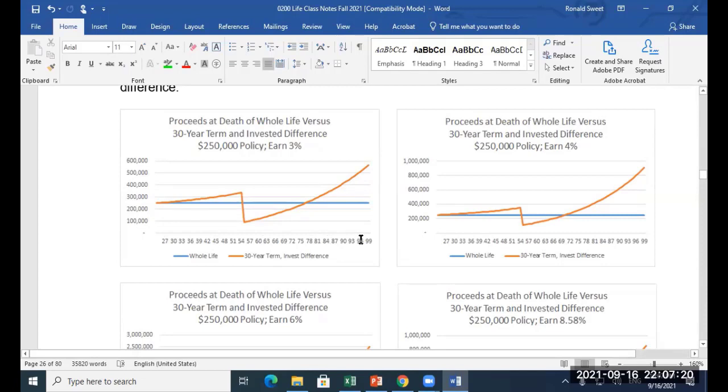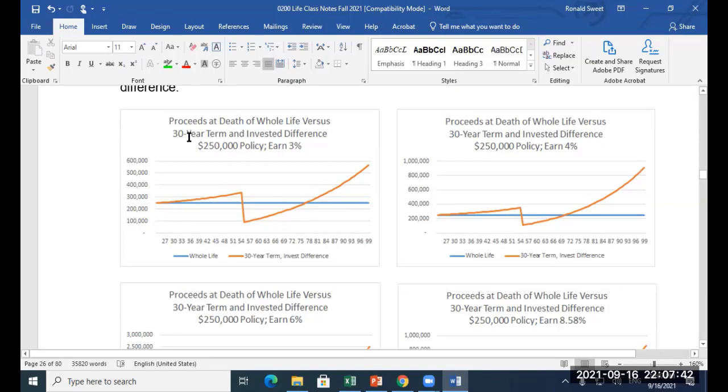So this is the attained age. This is the age of the person. All right, so let's understand this. The blue line is whole life. Whole life is real easy. If they die with a $250,000 policy, what do they get? 250,000 bucks. You can't get any easier than that, right? Whole life is a straight line.